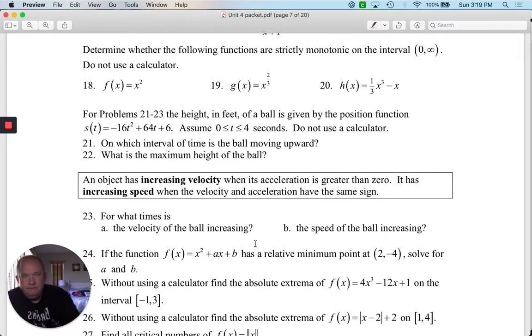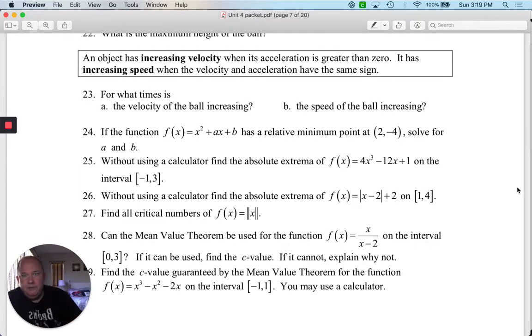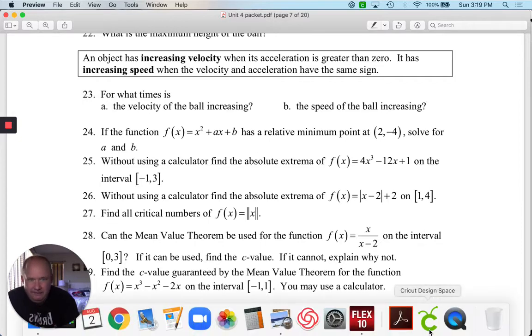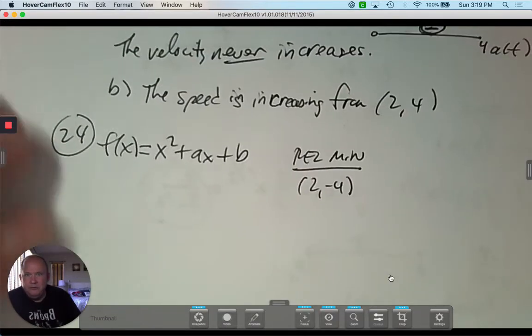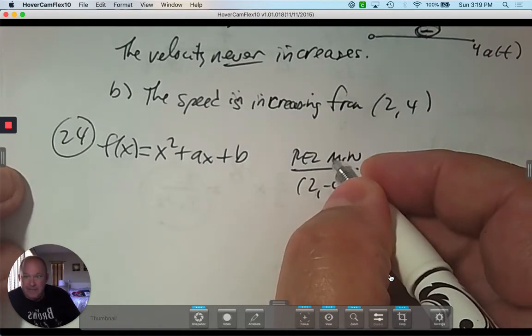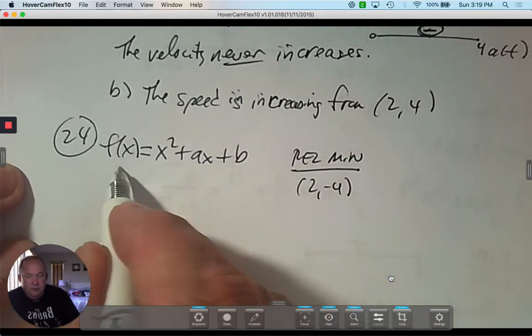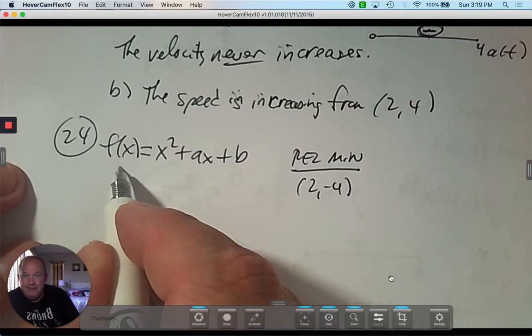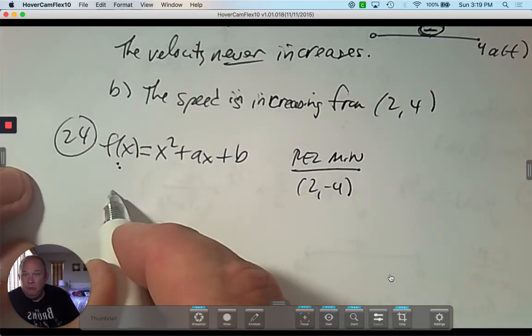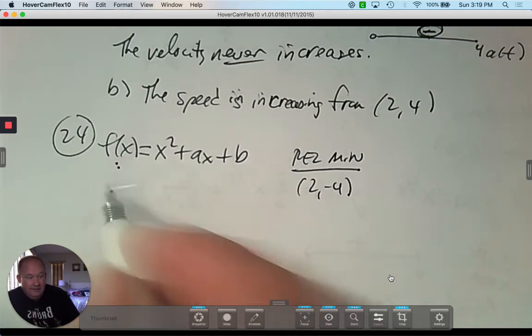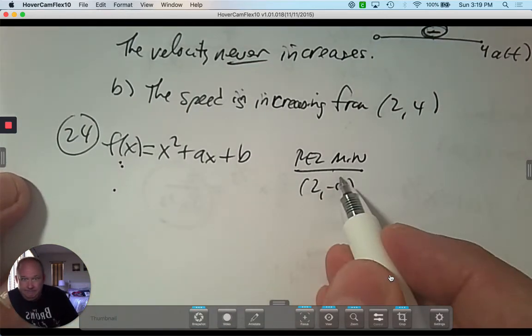If the function f of x, and I'm going to write it down as I read it to you, x squared plus ax plus b has a relative minimum at (2, -4), solve for a and b. So let's see how we're going to handle that. Let's just start at the very beginning. A relative minimum means, if you take the derivative, what would you have to make it equal to? Take the derivative, make it equal to 0, and then we can create a relative minimum out of that. But we need a second one.